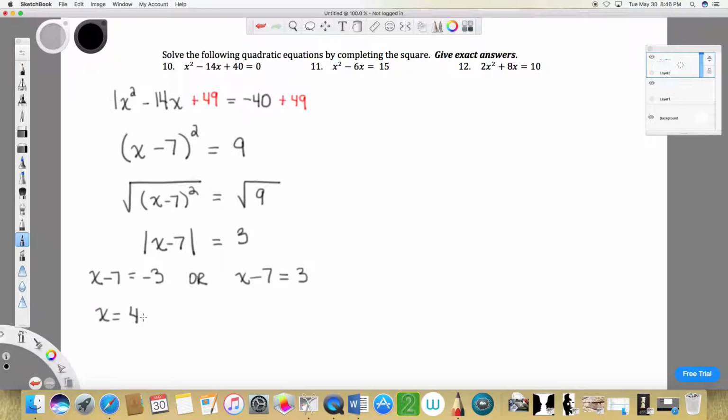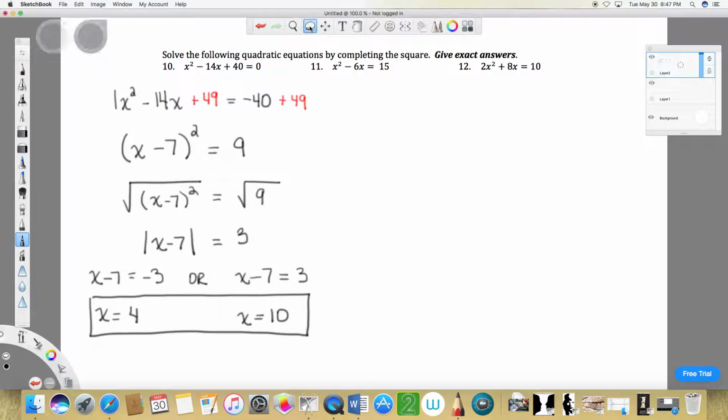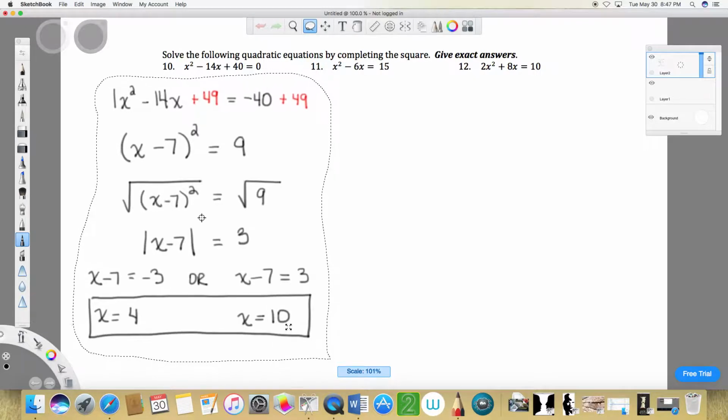7 minus 3 is 4. 7 plus 3 is 10. Here's our two solutions to this equation, and we did it by a process that they call completing the square. If you had factored it, you'd get the same answer. If you'd used the quadratic formula, you'd get the same answer. I know the original problem would have factored because my solutions there were rational numbers, not irrational numbers.